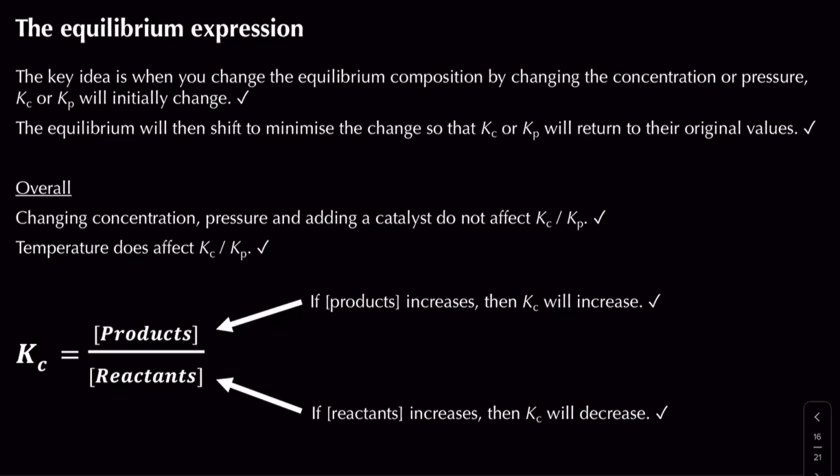Now, if we were to look at Kc and Kp, here it's going to be slightly different, because if we were to look at concentration and pressure, initially the value of Kc and Kp, the ratio of our products to reactants, regardless of what we're actually dealing with, of course, I'm just talking about it generally here in terms of the equilibrium constant, initially that will actually change, and we need to be aware of that initial change. And then what's going to happen is our equilibrium will shift, and then that change is going to be minimized, so Kc and Kp actually return back to their original values. So overall, changing concentration, pressure, adding a catalyst, none of these actually affect the value of Kc or Kp.